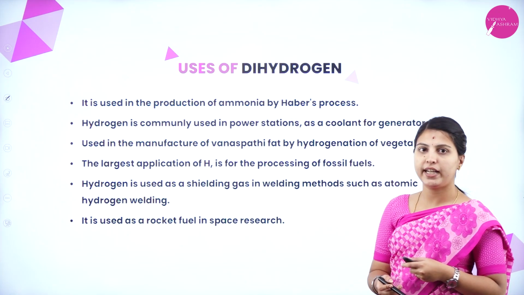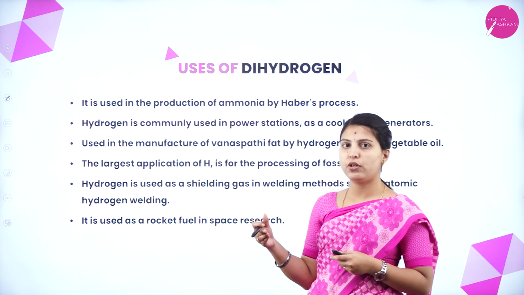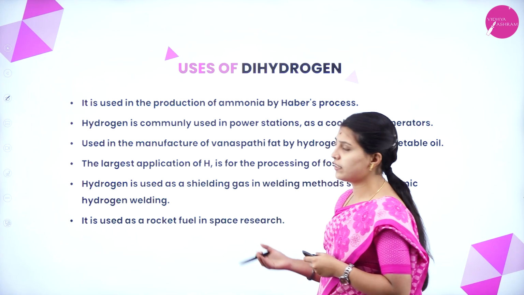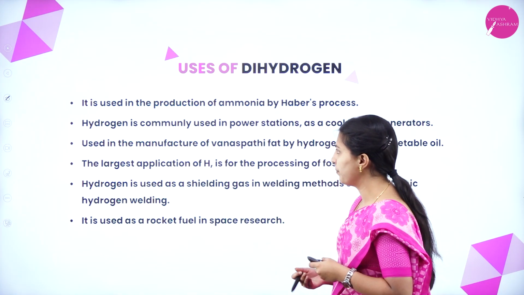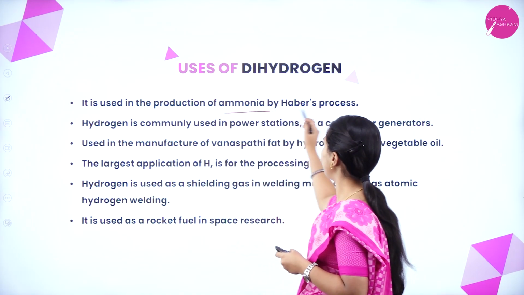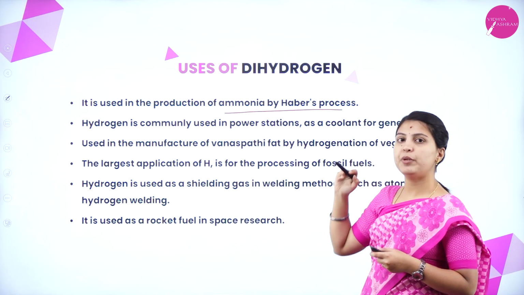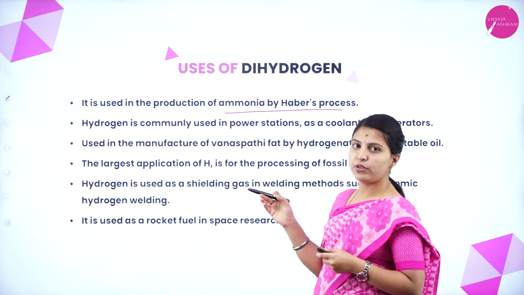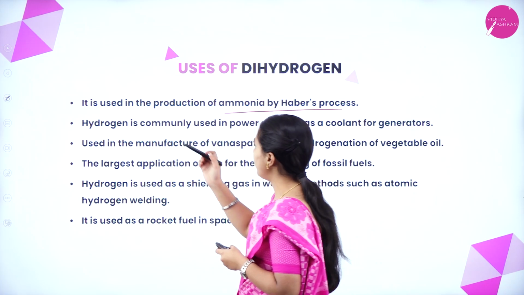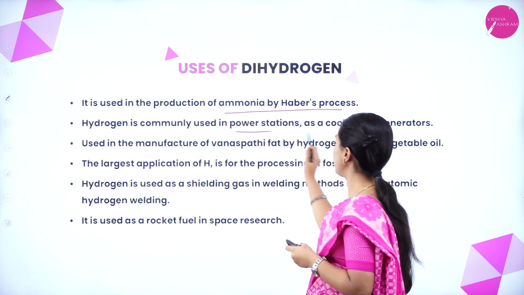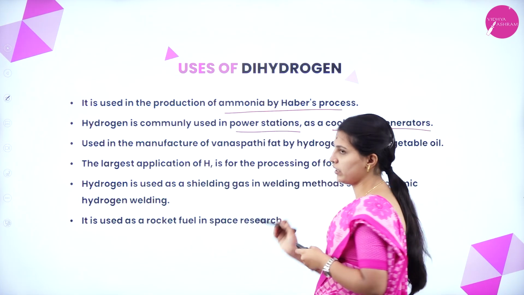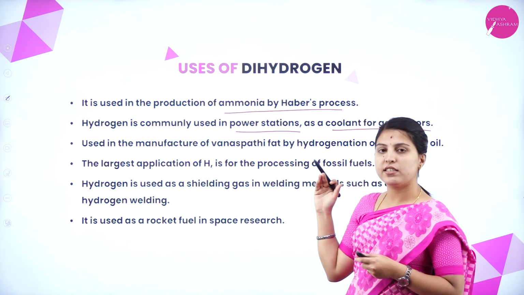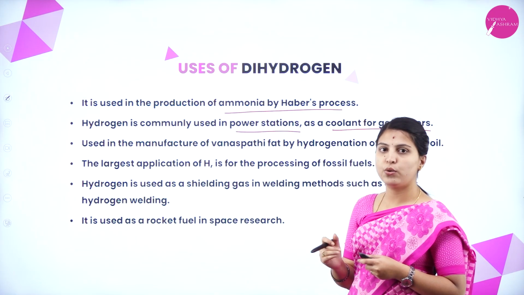Next, uses of dihydrogen. What we saw were the physical properties and chemical properties of dihydrogen. Now we are discussing the uses of dihydrogen. It is used in the production of ammonia by Haber's process. Ammonia is used in the laboratory in major quantity, so that is produced by the Haber's process. Hydrogen is commonly used in power stations as a coolant for the generators. In power stations, hydrogen gas is mostly used as a coolant.